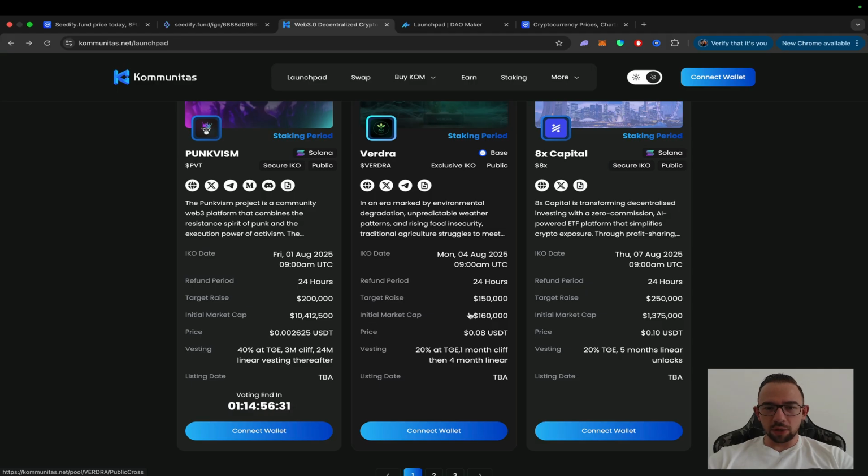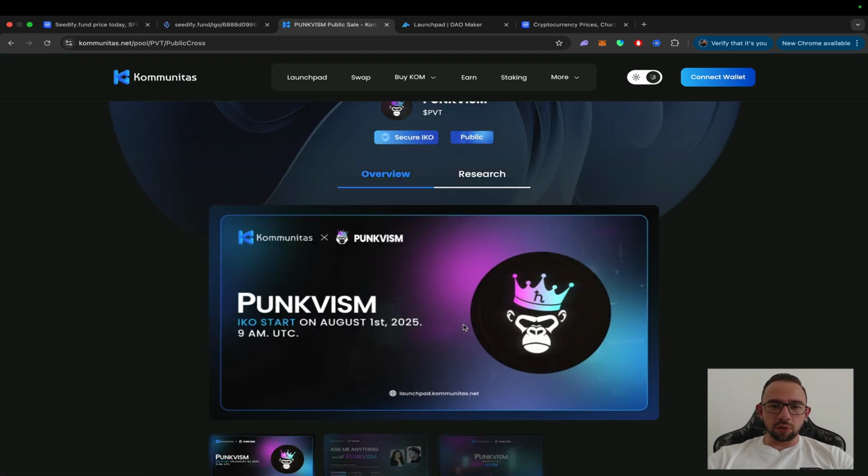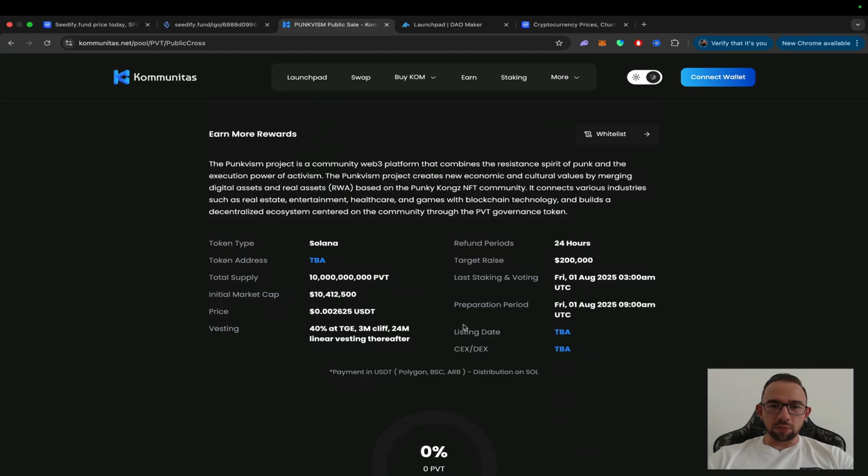Here you see initial market cap really low, 160K, 1.3 million, which is still reasonable. 160K is extremely low, right? That says something. It's not necessarily a good thing that it's so low. It is not necessarily a good thing that it's so high, right? However, we have to look at the fully diluted valuation. That is important. So what are they ranking this project on?